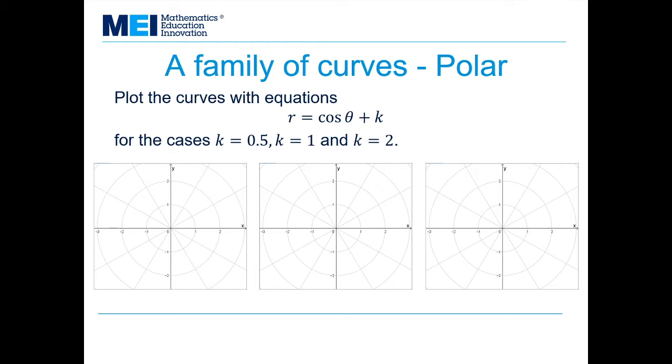So here's an example of a family of curves using polar coordinates. Plot the curves with equations r equals cos theta plus k for the cases k is 0.5, k is 1 and k is 2. Let's have a look at this in GeoGebra.